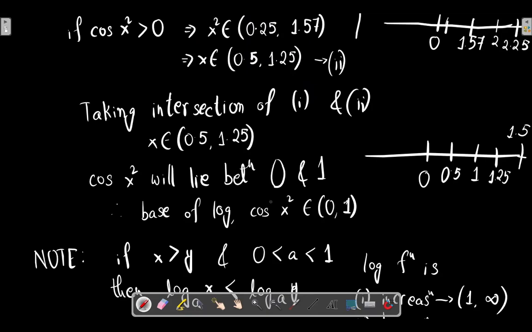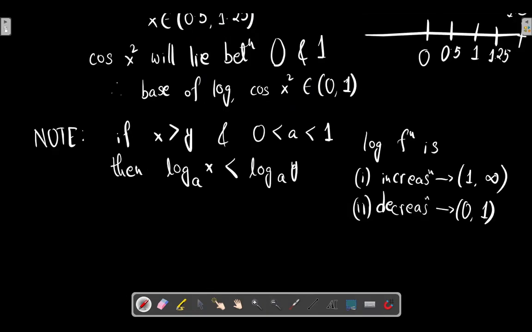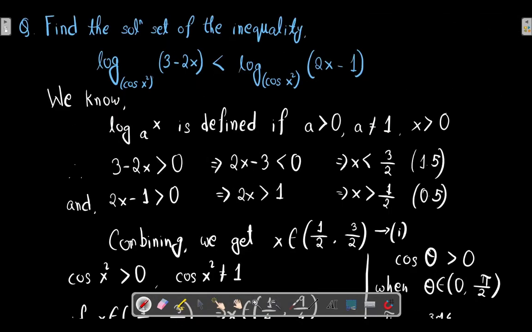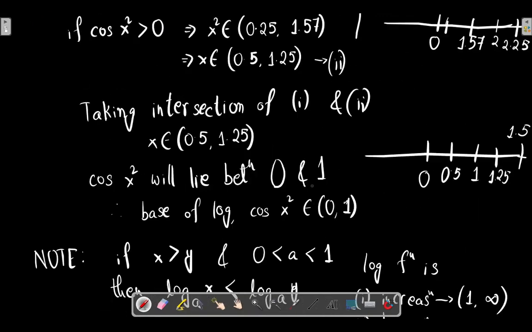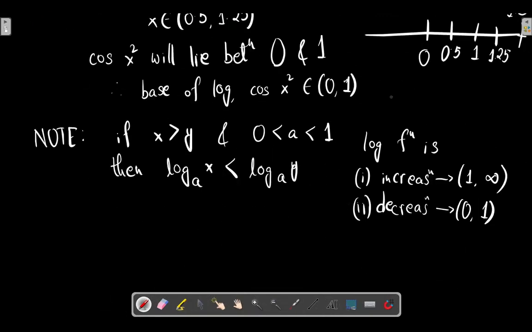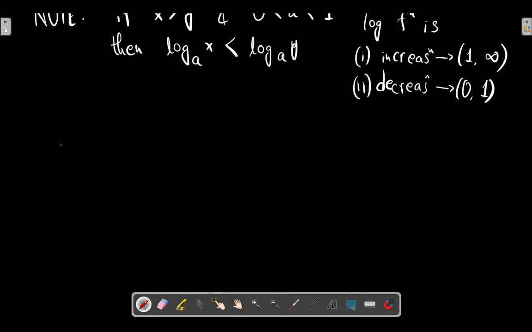So after computing, we found that the base of this given inequality, the base of this logarithm, lies between 0 and 1, right? I don't know the proof, but I can give you an example. Say x is 8 and y is 4, and the base a is half, so half lies between 0 and 1.